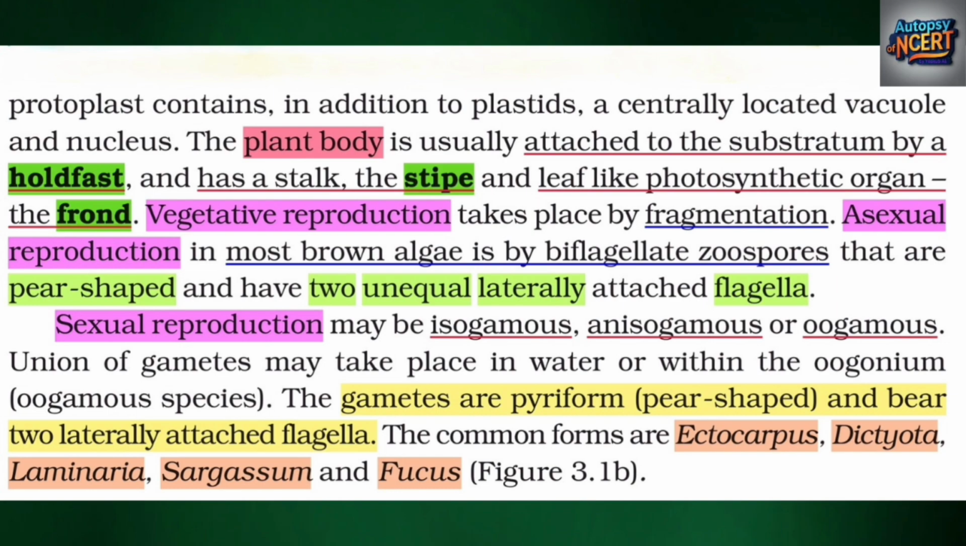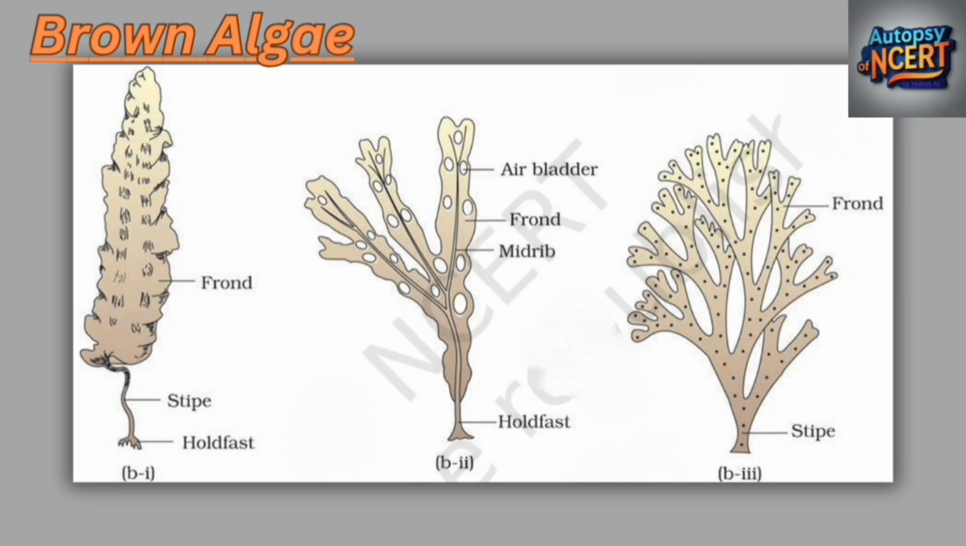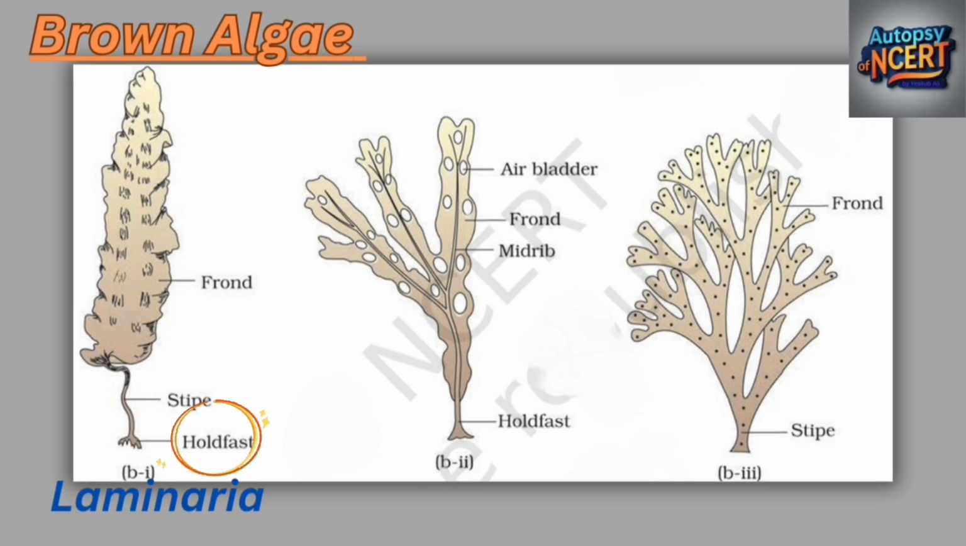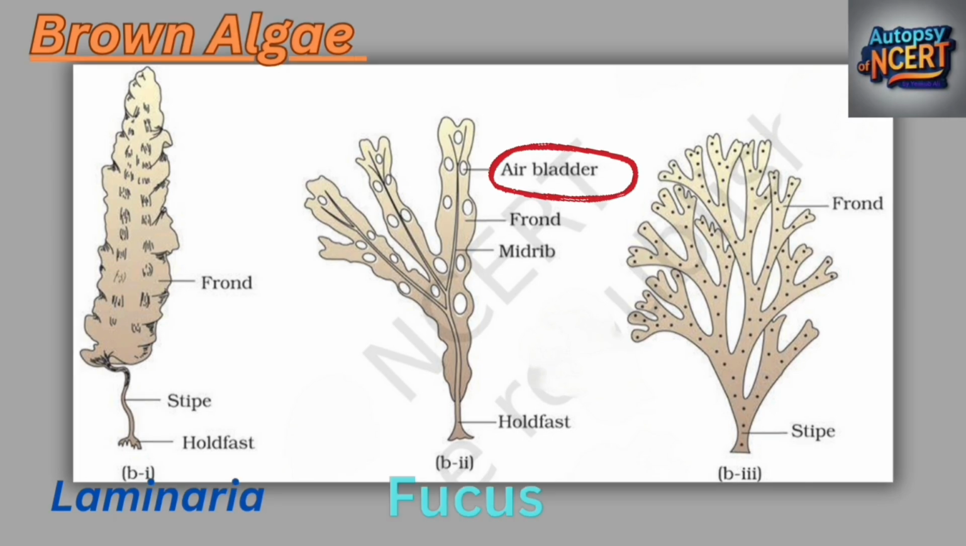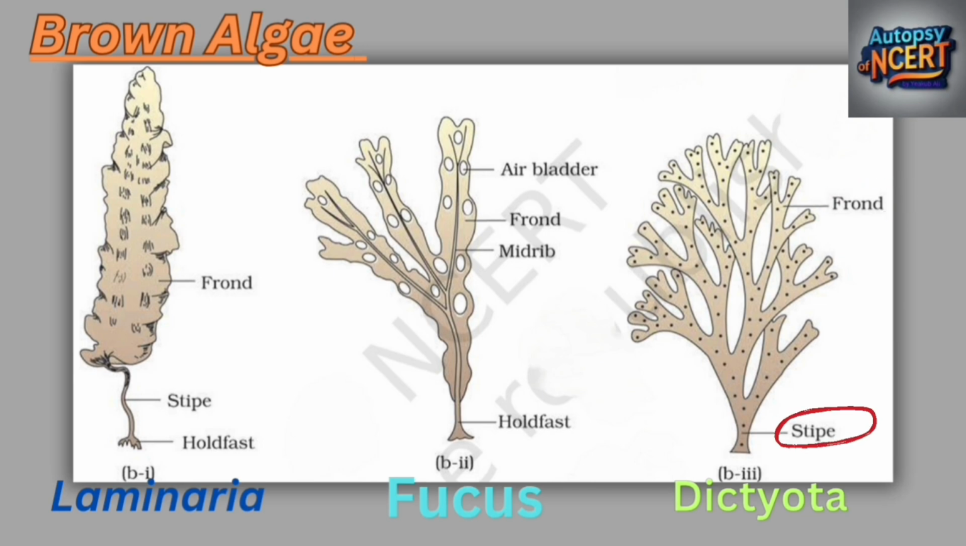The common forms are Ectocarpus, Dictyota, Laminaria, Sargassum, and Fucus, figure 3.1b. Brown algae. Laminaria. Frond. Stipe. Holdfast. Fucus. Air bladder. Frond. Midrib. Holdfast. Dictyota. Frond. Stipe.